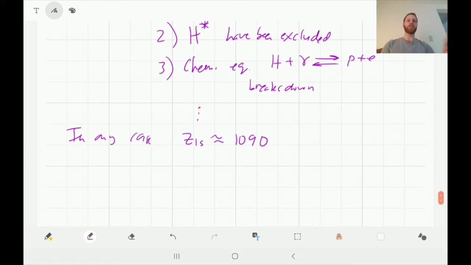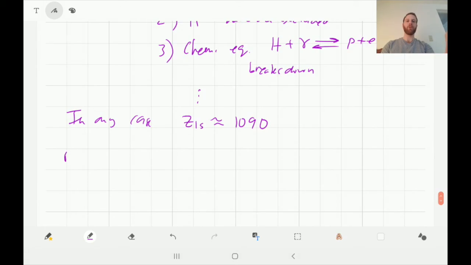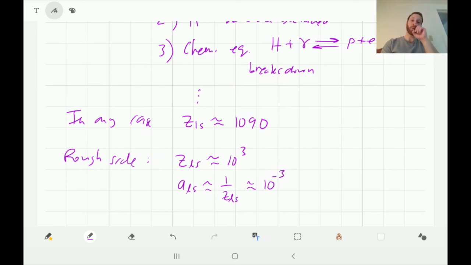Just to give some sense of scale, let's be really rough here. When the cosmic microwave background was created at last scattering, it was approximately at z of about 10 to the 3. The scale factor goes like 1 divided by 1 plus z. Well, z is a huge number, so this is approximately 1 over z at last scattering. That means the scale factor was about 10 to the minus 3. In other words, the universe was about 1,000 times smaller.